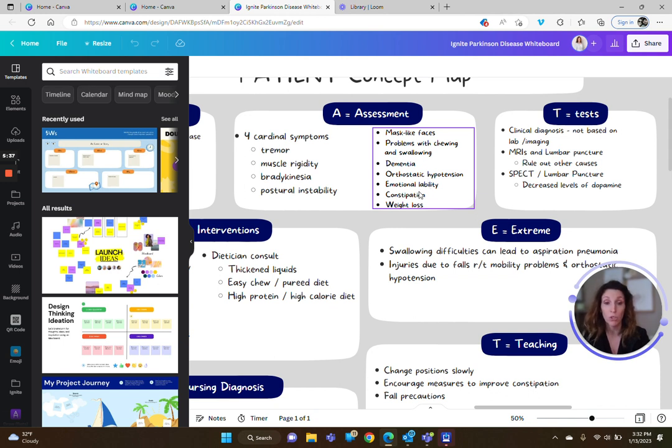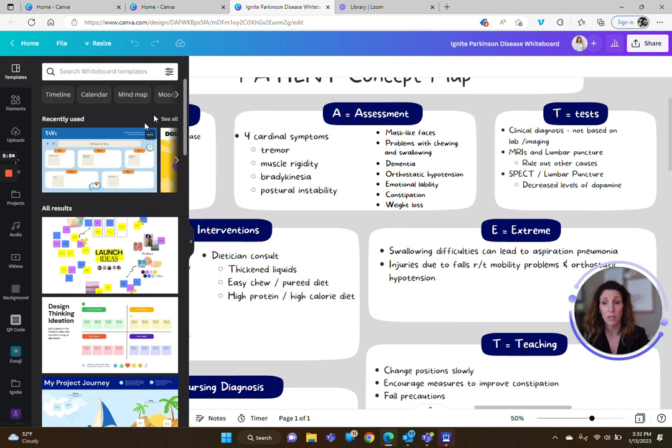They have emotional lability, which just means their emotions are all over the place. Like they might be happy one minute and then all of a sudden you say one thing and then they're just really sad or really angry, or they just don't have good control over their emotions.